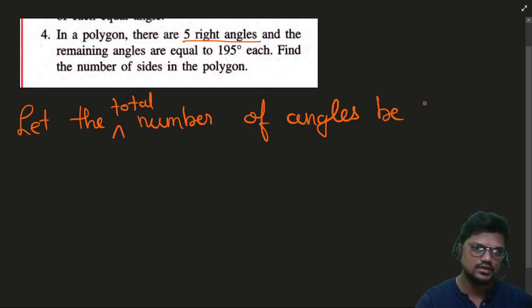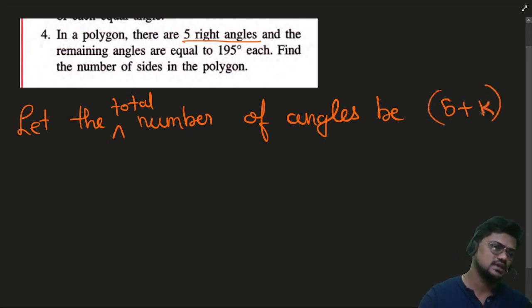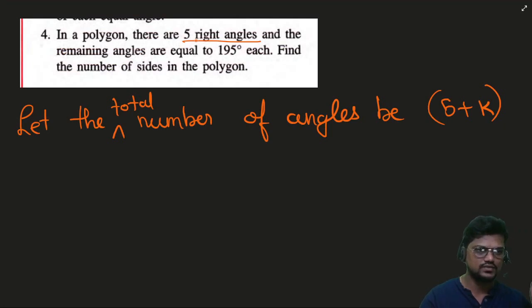Let the total number of angles be 5 plus k. Why have I written 5 plus k? Because we know that there are 5 right angles in it, but there are even more angles, each of which is 195 degrees. So let the total number of angles be 5 plus k.